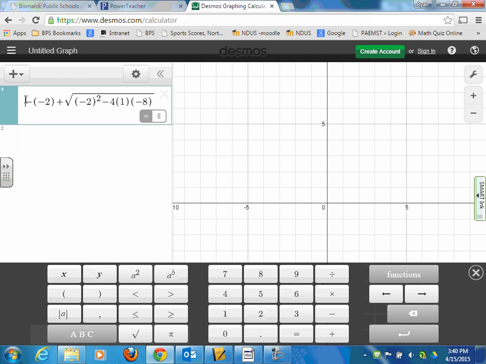I'm going to push a parenthesis on the left-hand side. That automatically creates a parenthesis on the right-hand side over here. Okay. Now, you see the blinking cursor. I'm going to hit the divide symbol.